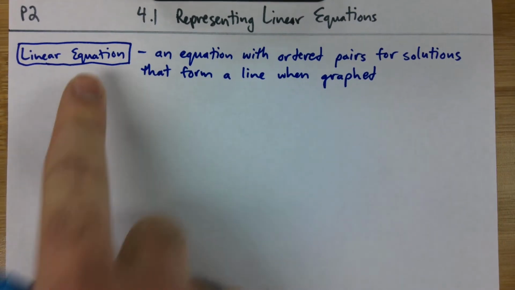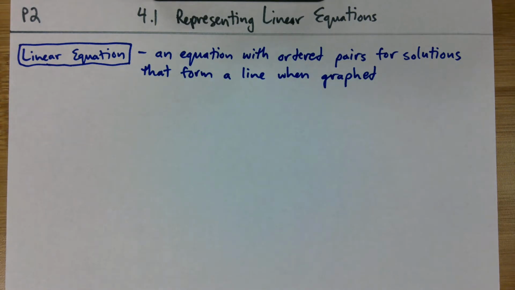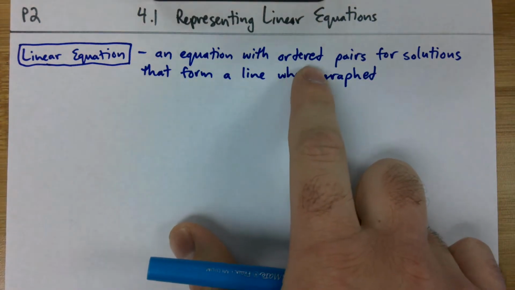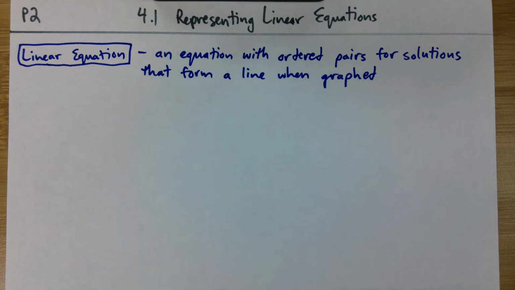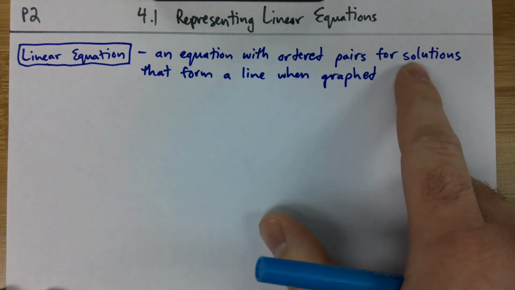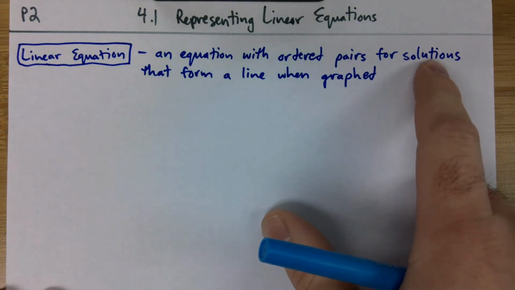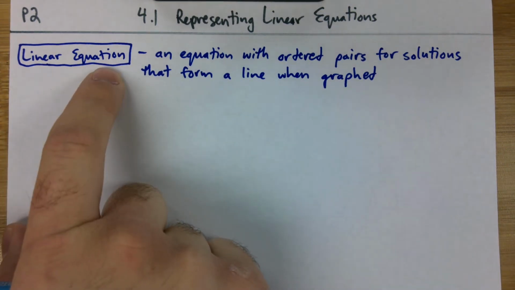So a linear equation, can someone read the definition for everyone real quick? Just so we can all hear it. Azalea, perfect, thank you. Awesome, thank you very much. An equation with ordered pairs for solutions that form a line when graphed. So ordered pairs, we just mean coordinates, right? Like 2, 4. That's going to be our solution or our answer for a linear equation.